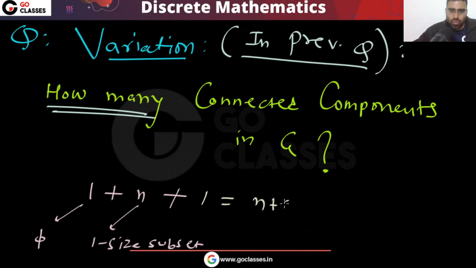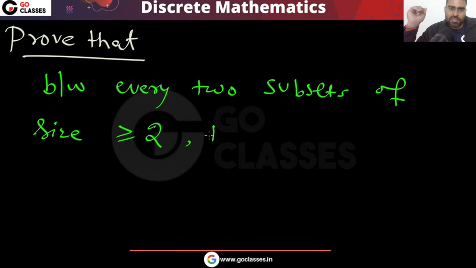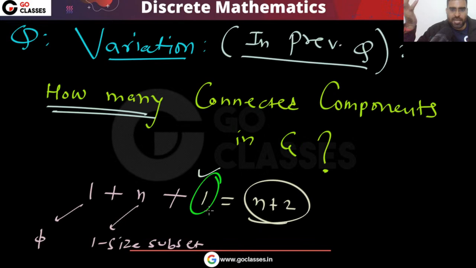I agree this is the correct answer, but how to prove that the remaining will be in a single component? What you have to do is show there is a path between every two remaining vertices. Prove that between every two subsets of size greater than or equal to 2, there is a path. Did you prove it? Anyone, please tell me, did you prove it, or did you randomly say n plus 2? Or did you prove it?